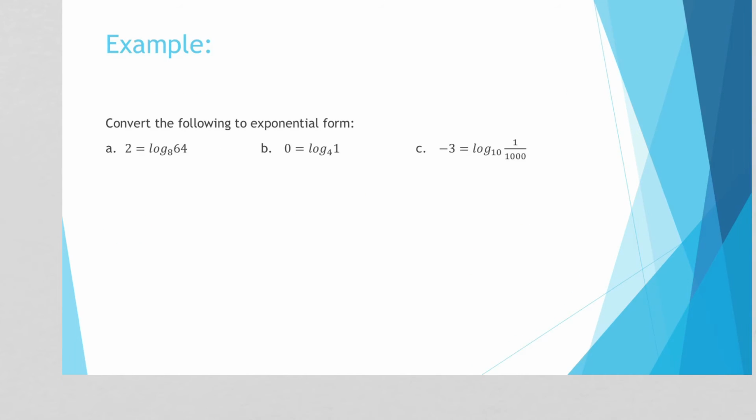All right, so now we're converting from logarithmic form to exponential form. Okay, so this would be 8 is our base, this is our exponent, this number is what it's equal to. Is this true? 8 squared equals 64? Yep. All right. On part B, we've got 4 to the exponent of 0 equals 1. And that's true also. All right, let's look at part C. 10 to the negative 3 power is equal to 1 over 1,000. Yes, that is true as well.